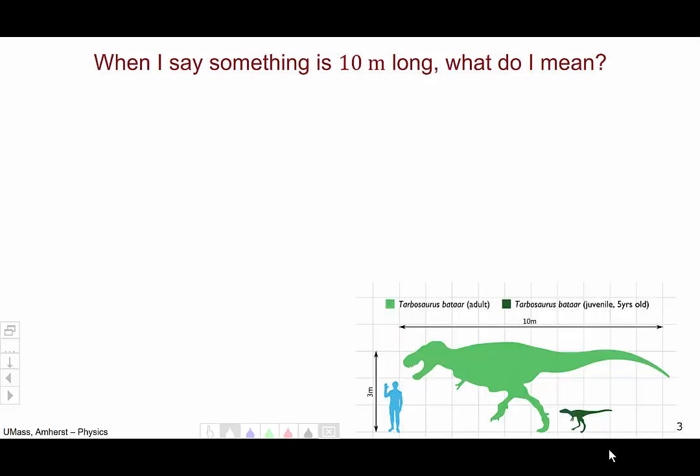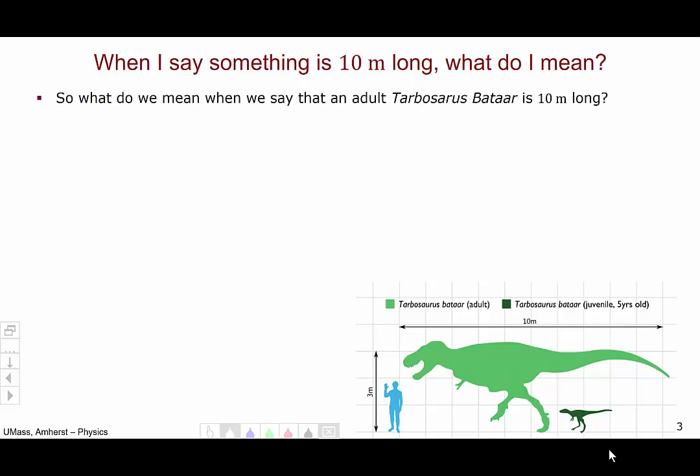To understand what optical path length is, we have to go back to what may seem to be a very fundamental question, which is, when I say that something is 10 meters long, what do I actually mean? Here we have a figure of a Tarbosaurus, which is about 10 meters long. What do we mean by that? Well, we mean that a Tarbosaurus is as long as 10 meter sticks end to end. 1, 2, 3, 4, 5, 6, 7, 8, 9, 10.